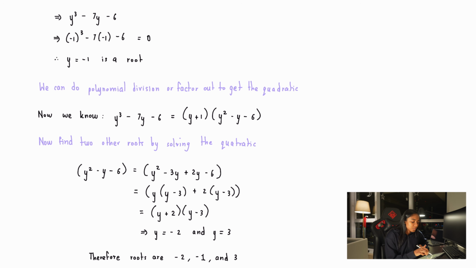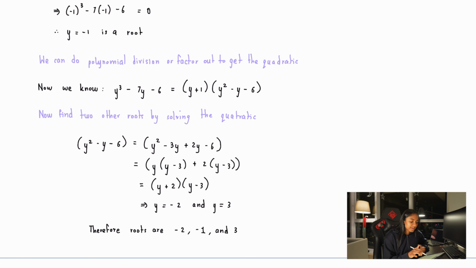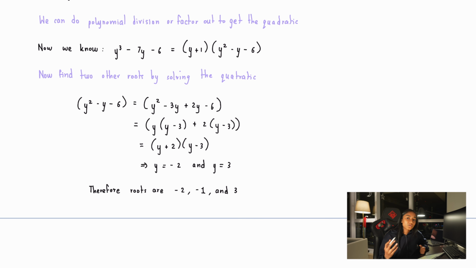So now we can do polynomial division or factor out to get the quadratic. You can see here that because we know that minus 1 is a root, we could put y plus 1 and then we could factor it out. So we know that y squared minus y minus 6 multiplied by y plus 1 is equal to this. And all we have to do now to find the other two roots is what we always do. Luckily for us, this was super simple.